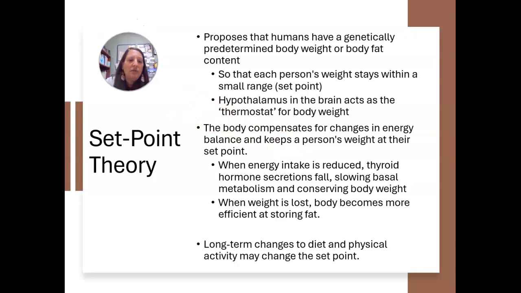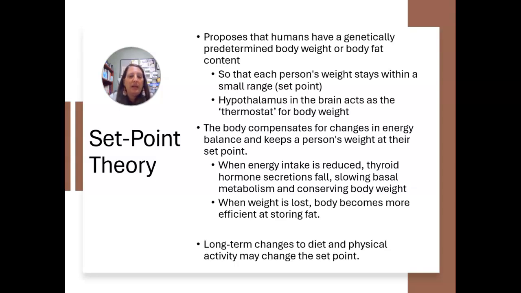Okay. There's also something called the set point theory. So again, still talking about genetics. The set point theory proposes that humans have a genetically predetermined body weight or body fat content, and that person's weight is going to stay in this range. That's the set point, right? So an individual is going to be between 140 and 160 pounds. They can't go under, and they're probably not going to go over unless they really overconsume.